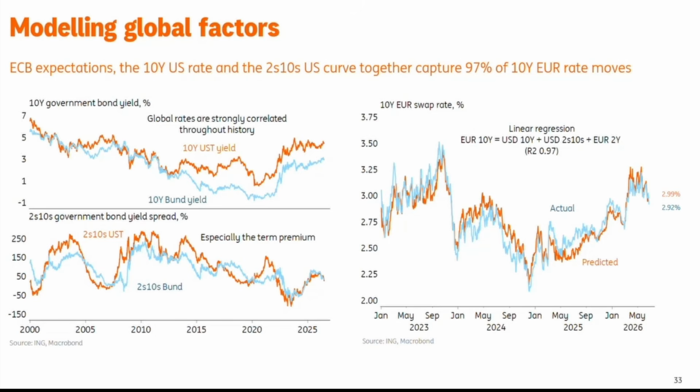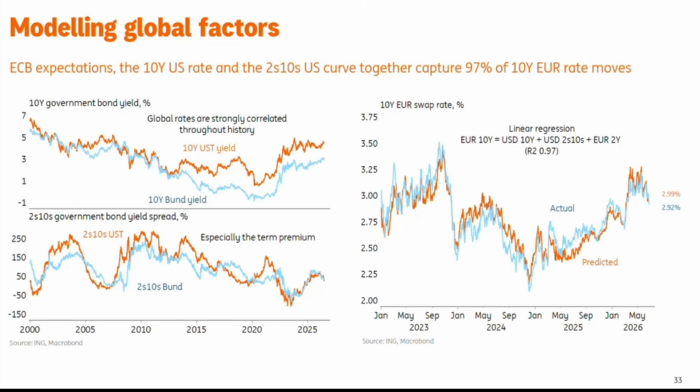Putting this all together, we have realized ECB expectations are very important. So where do we think central banks are going, which is best captured by the short end of the curve, right? So let's say we know what the ECB will be doing over the next 2 years. So we have quite a strong view on the 2-year Euro swap rate.